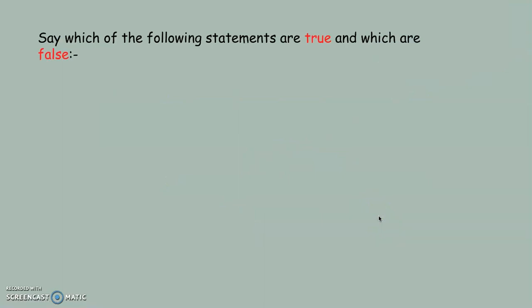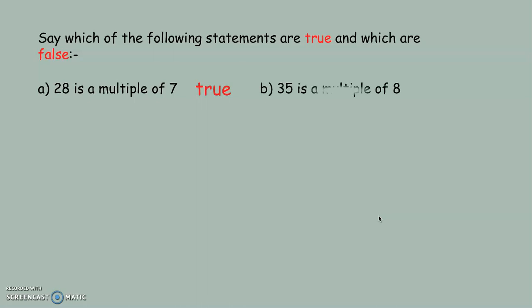State which of the following statements are true and which ones are false. A, 28 is a multiple of 7. So is 28 in the 7 times table? Yes, it's true. B, is 35 a multiple of 8? So is 35 in the 8 times table? Yeah, it's false. It's not in the 8 times table.